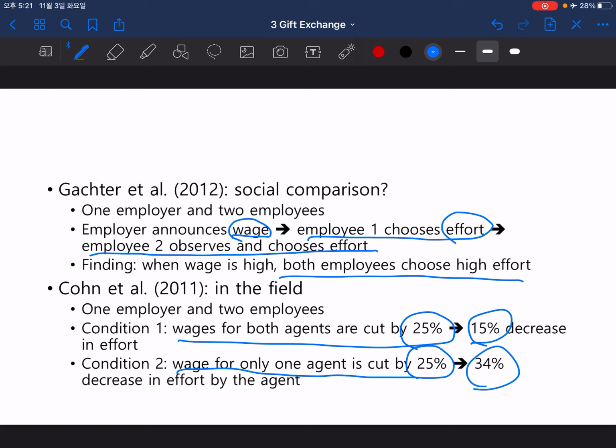One agent obtains a high wage, the other agent obtains a low wage. So this second agent is going to feel really bad. In turn, we can see that the effort decrease by this agent is really big, almost twice compared to here. So more than twice. As we can see here, this kind of social comparison also matters in the gift exchange game experiment.